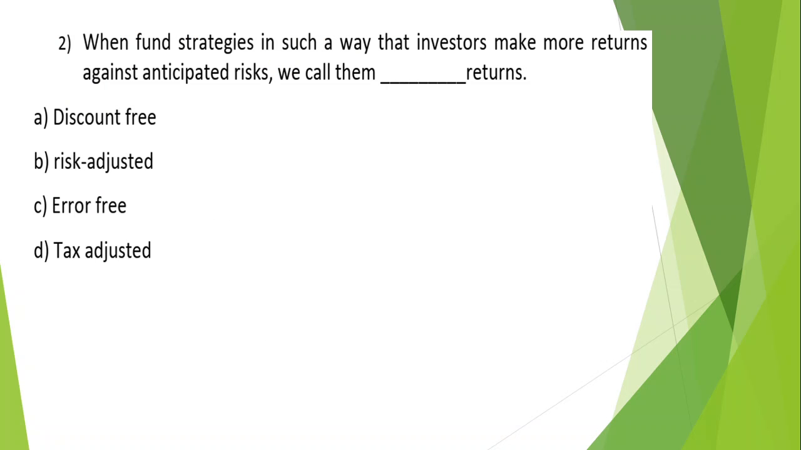We have another question. When fund strategies are such that investors make more returns against anticipated risks, we call them dash returns. Option A, discount free. Option B, risk adjusted. Option C, error free. Option D, tax adjusted. Any guess to fill this blank? The answer is option B, risk adjusted returns.